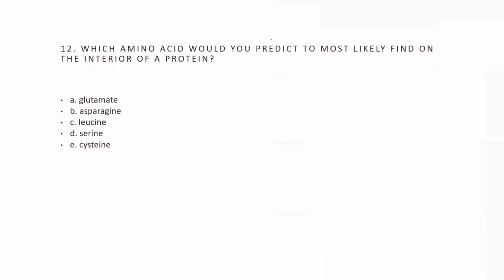Okay. Which amino acid would you predict to most likely find on the interior of a protein? Someone shout it out. Good job. Why leucine? Yep, hydrophobic. Key thing there is interior. What would be on the exterior of a protein? Polar, right? So glutamate, what does this look like?